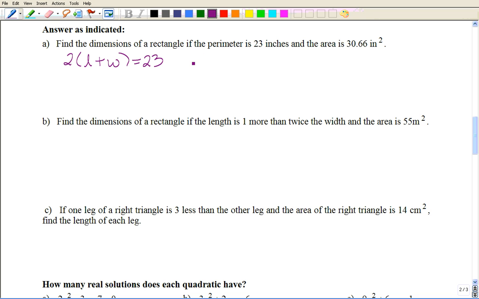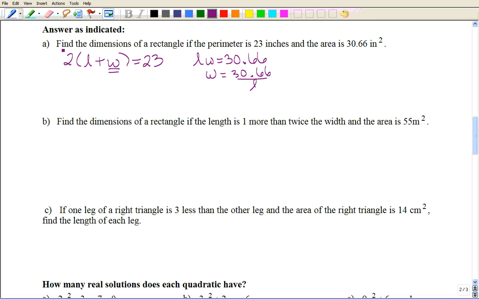And the length times width, or the area, is 30.66. So what I'm going to do here is solve for one of the variables. It does not matter which one. So I'm going to pick W. So W will equal 30.66 divided by L. Now that I know that W equals this, I'm going to substitute it back in for this W.